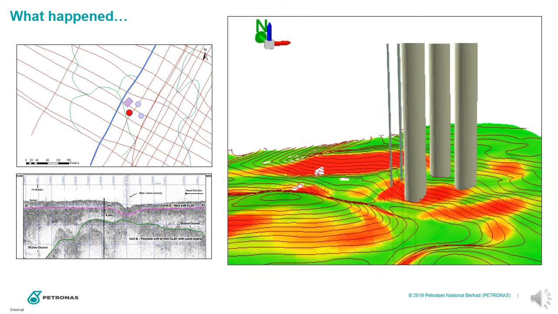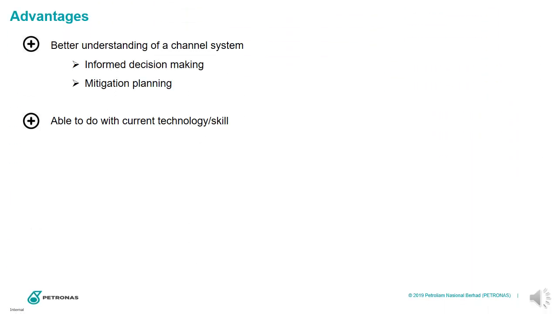Only when the channel was properly mapped and modeled did it become painfully obvious that the starboard leg was not on a relatively flat surface but was on a slope. So, visualizing a channel in 3D allows us to have a better understanding of the channel. This, in turn, gives us the opportunity to make informed decisions and plan for mitigation as required.